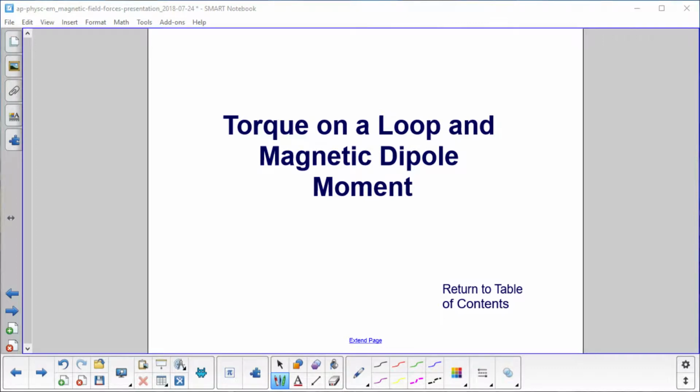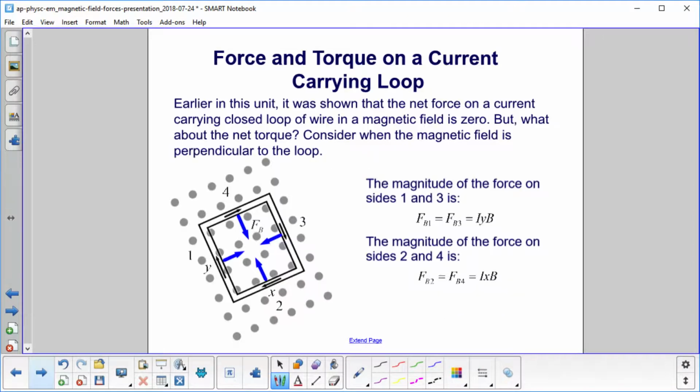Torque on a loop and magnetic dipole moment. Earlier, we showed that the net force on a current-carrying closed loop of wire in a magnetic field is zero. But what about the net torque?